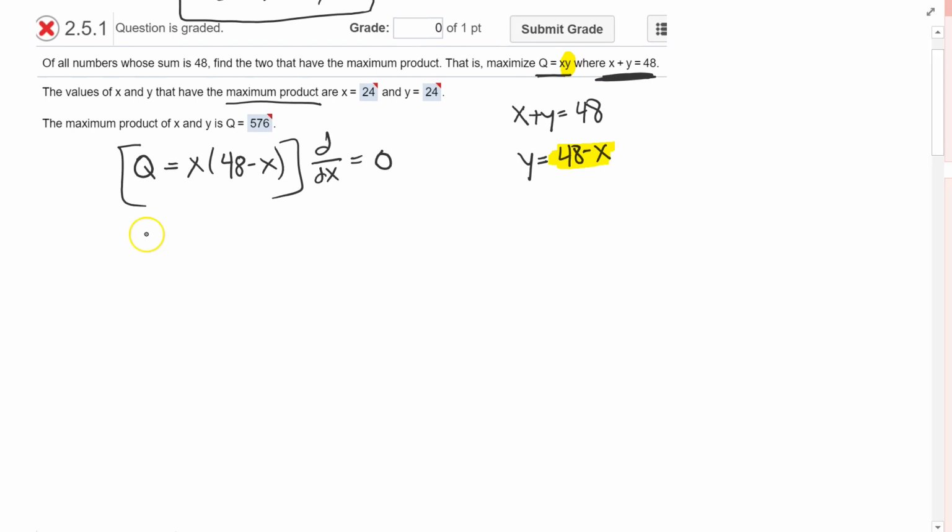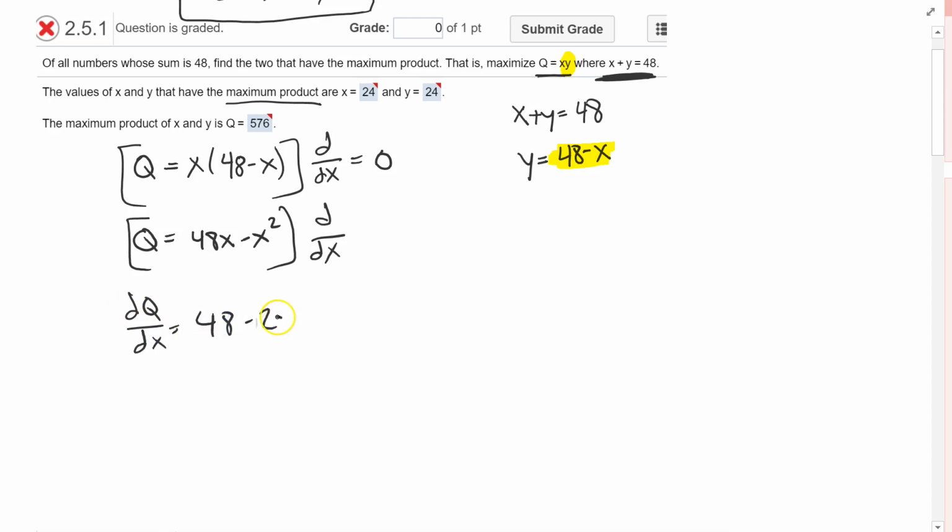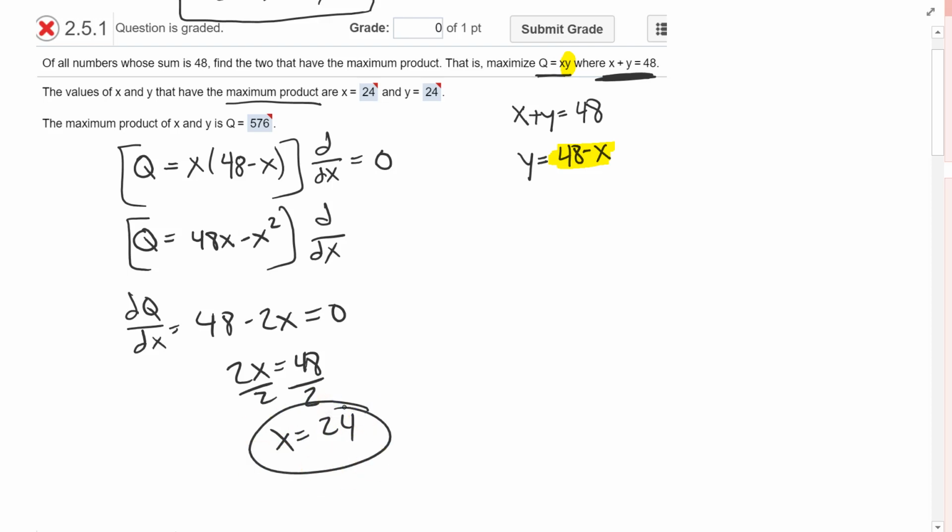So doing the calculus here, I can rewrite Q as 48x minus x squared. Then I take the derivative with respect to x, I would have 48 minus 2x. Set that equal to 0, I would have 2x equals 48. Divide through by 2, and I would have x as 24. So this gives me the critical point.